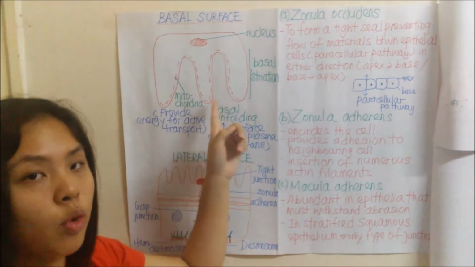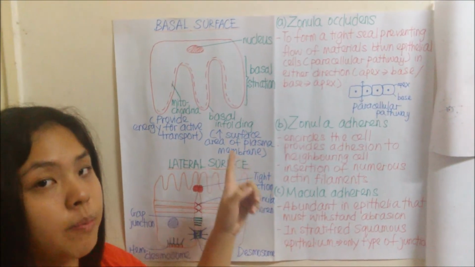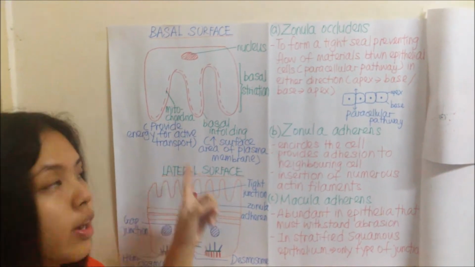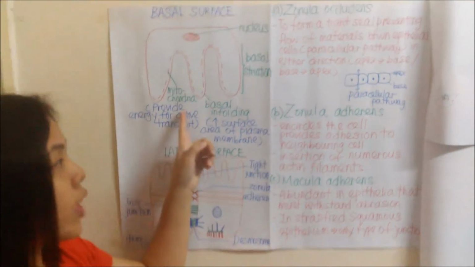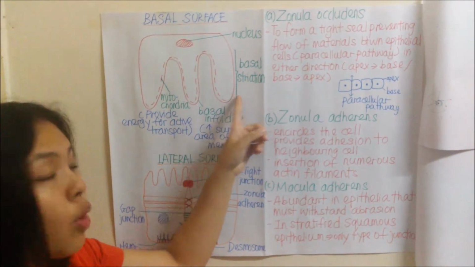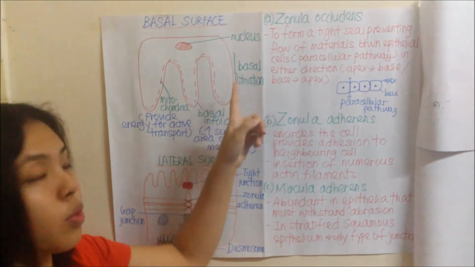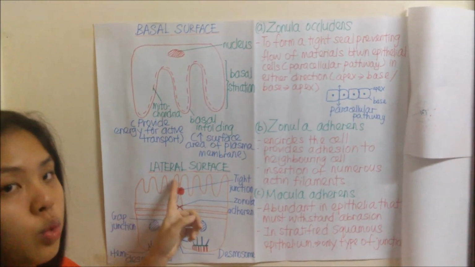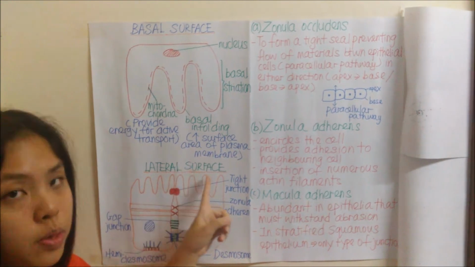The basal enfolding will increase the surface area of the plasma membrane, and these mitochondria can provide energy for the active transport. The arrangement of mitochondria and basal enfoldings at the base of the cell gives an appearance of basal striations under the microscope. Next, I will proceed to the specializations on the lateral surface.